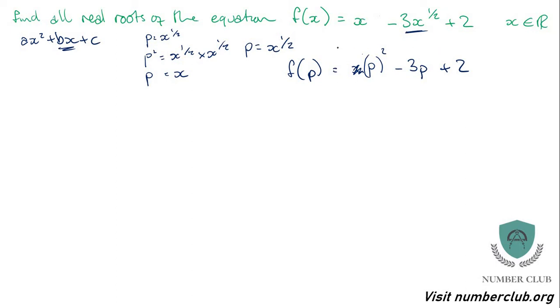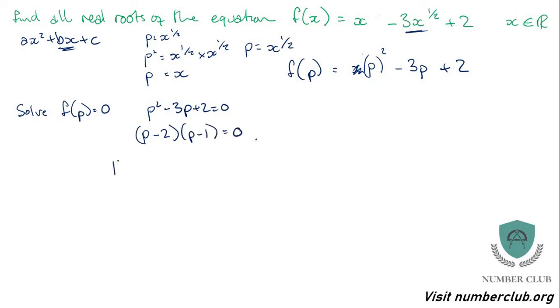Now, to solve this, we're going to find out when f of p equals 0. And once we find out when f of p equals 0, we're going to use that to figure out when f of x equals 0. So we're going to solve when f of p equals 0. Where are the roots of this equation? So we have p squared minus 3p plus 2 equals 0. We'll go with p minus 2, p minus 1 equals 0. And so the roots exist when p equals 2 and when p equals 1.